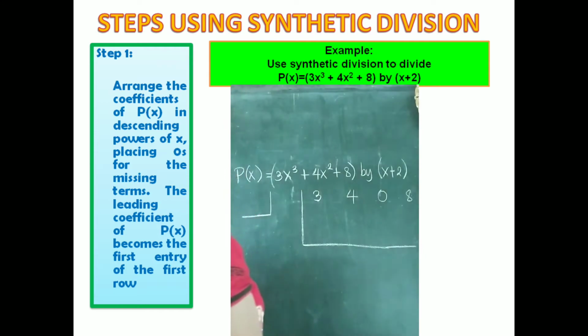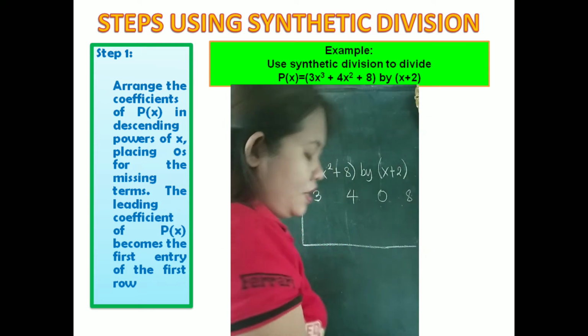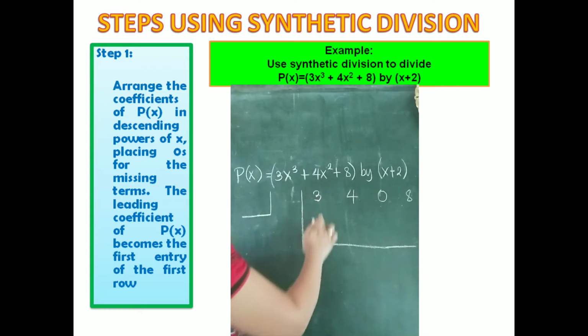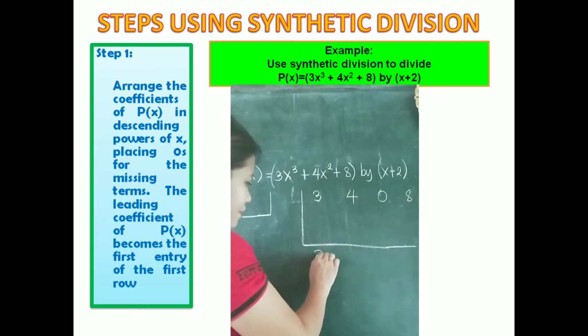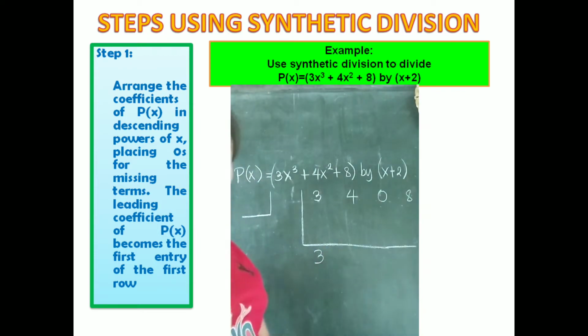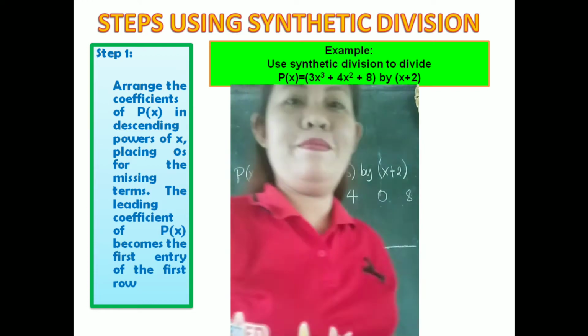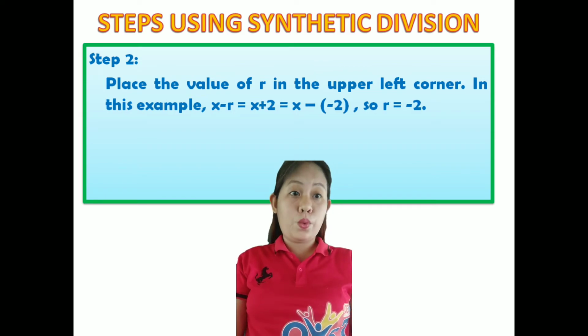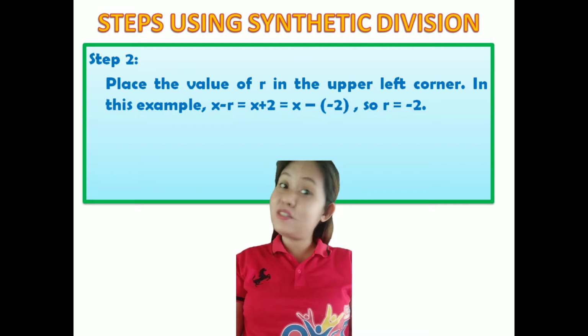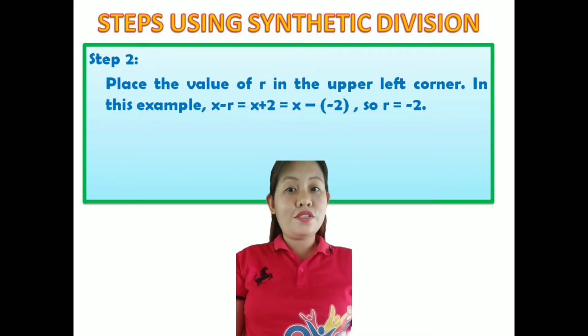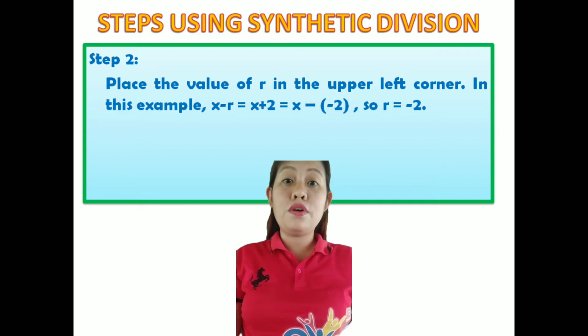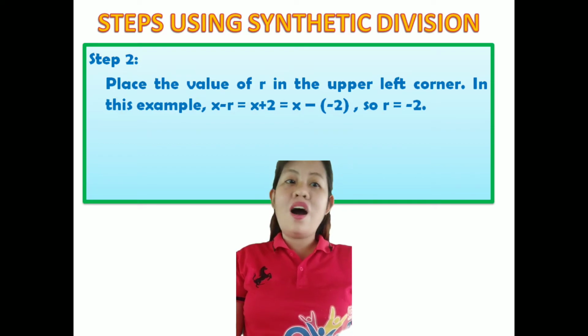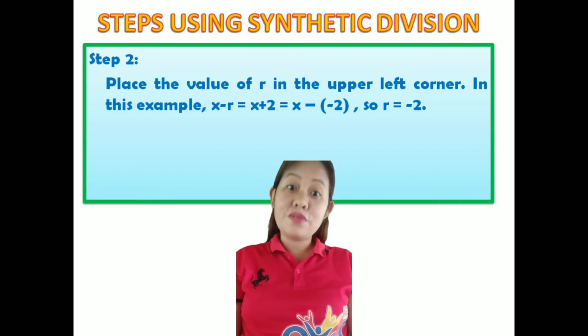And you are going to bring down the coefficient of the first term, or the leading coefficient. So that's it. We're done with step 1. Step 2. Place the value of r in the upper left corner. In this example, x minus r is equal to x plus 2. x plus 2 is x minus negative 2. Therefore, r is equal to negative 2.